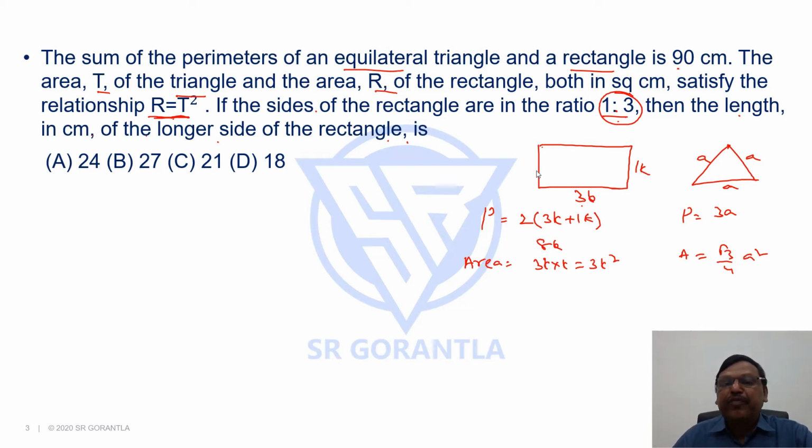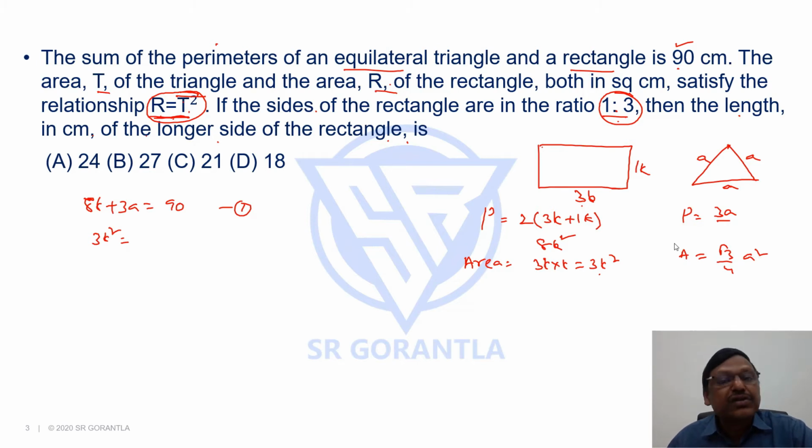Now what is the relationship we have? Sum of the perimeters equals 90. So the perimeter of the rectangle is 8k, the perimeter of the equilateral triangle is 3a. 8k plus 3a is 90, one equation. And what is the second equation? We have the relationship between the areas, R equals T squared. R means area of the rectangle, that is 3k squared equals T squared, the area of the triangle squared.